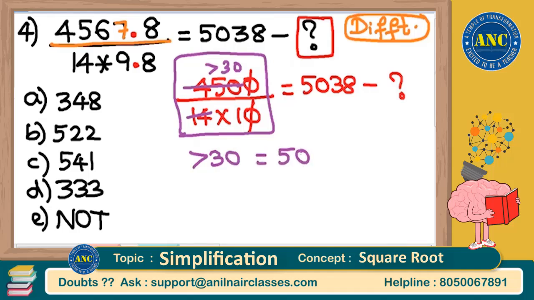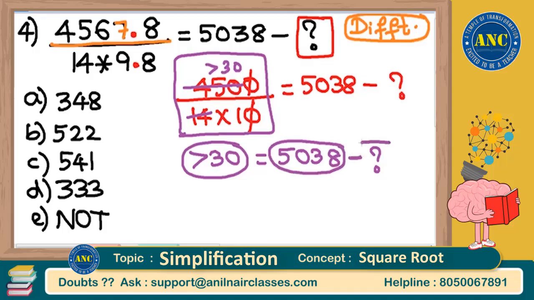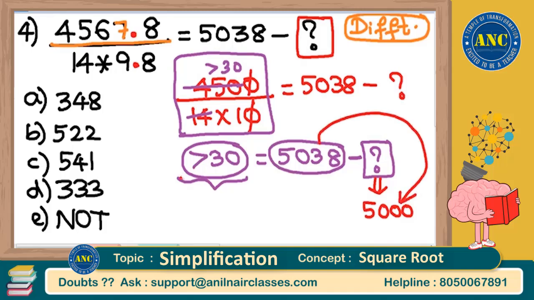The right hand side is 5038 minus question mark. Now I want the left hand side to be 30. Assume it as 30 itself. The right hand side is somewhere around the 5000 range. 5038 minus something should give me 30. That means this something should be in the range of 5000s only, because 5038 minus 5000 is only in the range of 30s, right? So the question mark should be in the range of 5000s.